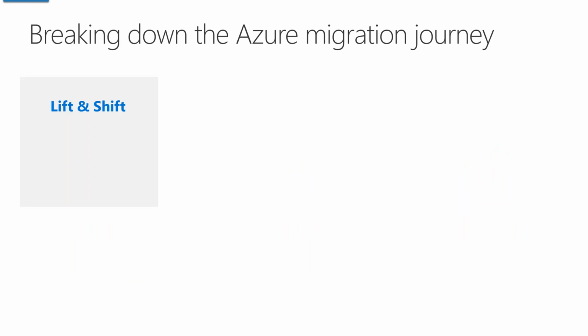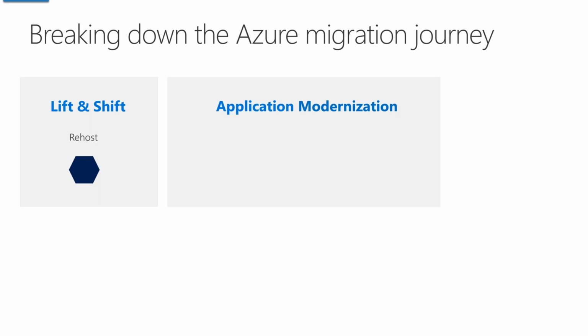So if we break down this migration journey, the first option really is lift and shift, also commonly known as rehosting. So we're going to talk about that. That's really taking your VMs, your servers as they are, and simply lifting and shifting to Azure in this case. So you're not really changing anything, but you are taking advantage of Azure. The next is application modernization, which we will focus on mostly today. And that consists of a few areas.